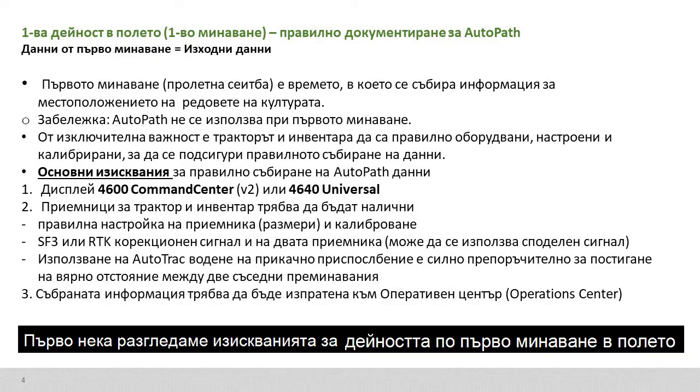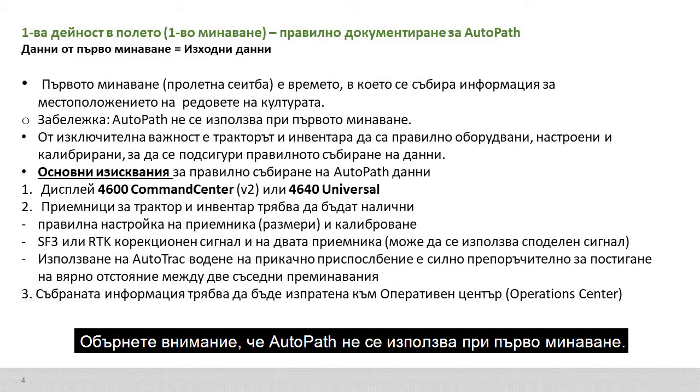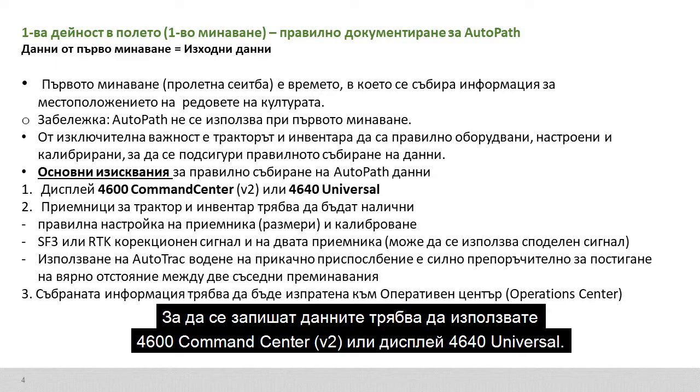First, let's cover the requirements of the first pass operation, or the operation that is telling AutoPath where the rows are. Note, AutoPath is not used during the first pass. A Generation 4 4600 Command Center version 2 or 4640 Universal Display must have been used to record the data.